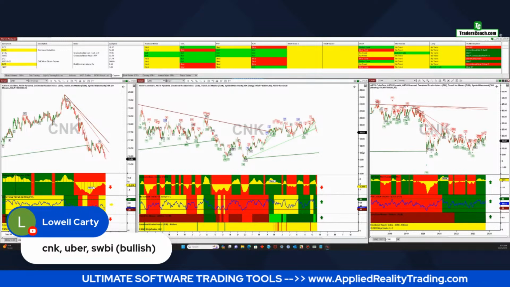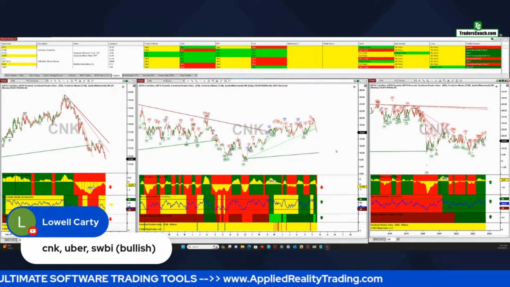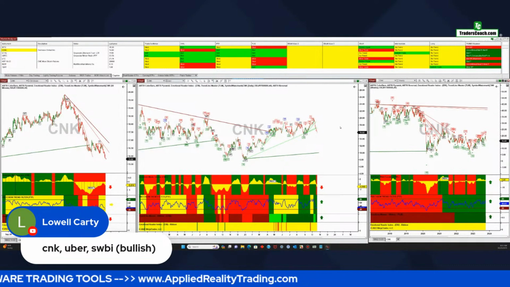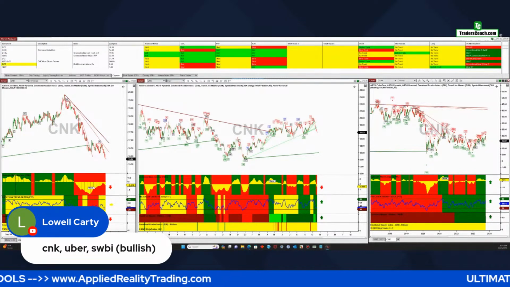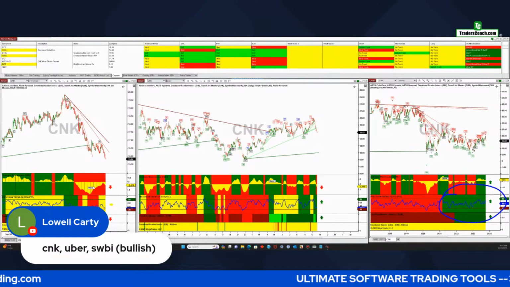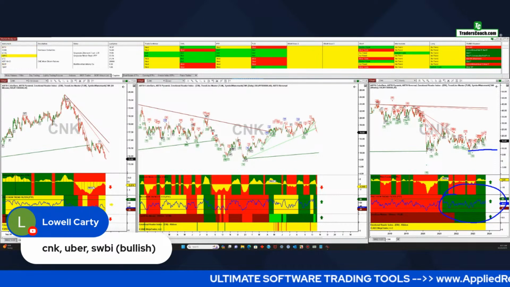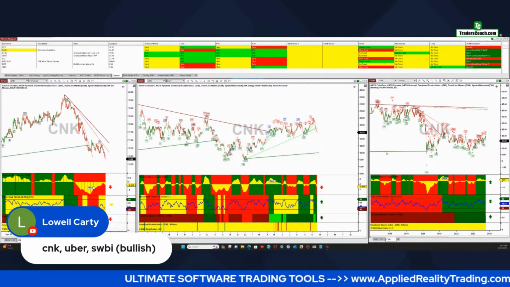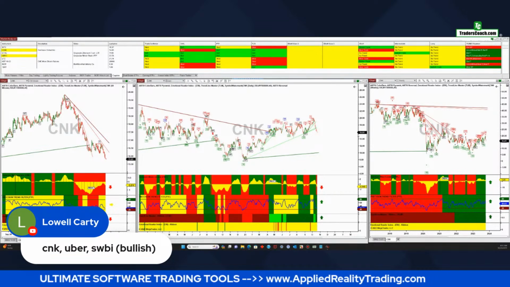And if you are in it, okay, on the long side, make sure your stop is low enough, because if you are taking advantage of the green PTF for a long trade, your stop's got to be way down here, okay? Because the short-term volatility is coming down.